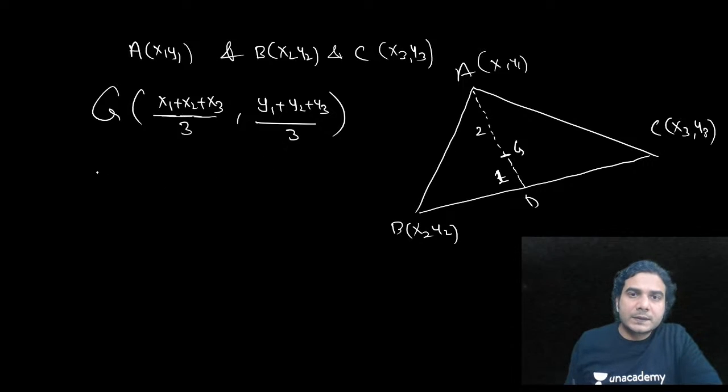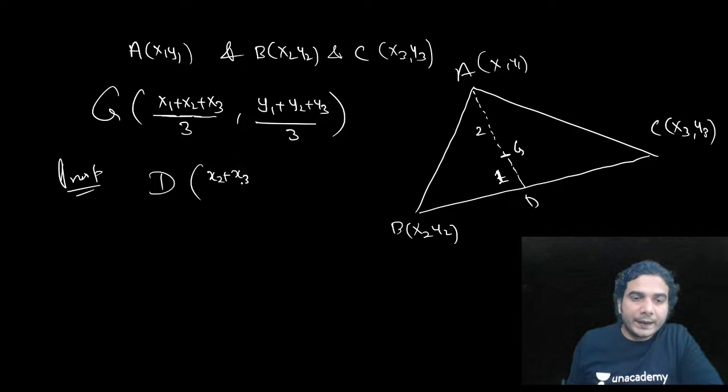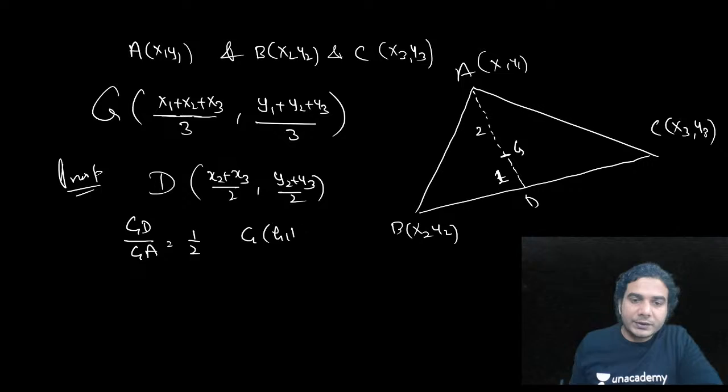Now how to find it? First you can find the coordinates of D. The proof is very simple. You need the D point. D is the midpoint, so apply the midpoint formula. Midpoint of x2 y2 and x3 y3 is x2 plus x3 by 2 and y2 plus y3 by 2. Then you can see GD upon GA is 1:2, so you can again apply the section formula to find the coordinates. Let's take G as h comma k.